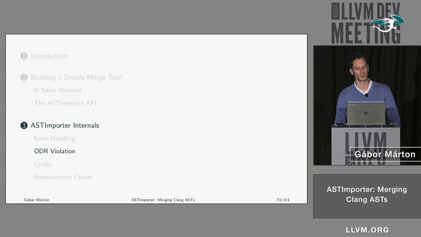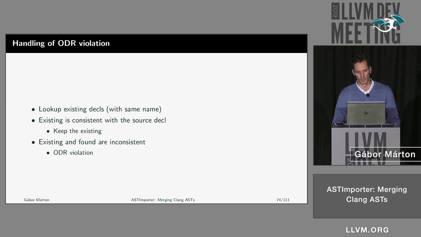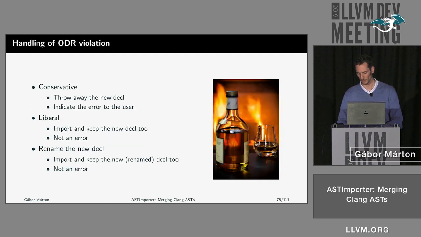The next important internal detail is about ODR violations, or these inconsistencies. So when we look up an existing declaration with the very same name, then if it turns out that the existing declaration is consistent with the newly imported declaration, then we just simply keep the existing node. If they are inconsistent, then we report an ODR violation. But actually, we can specify whether we want to report back an error in this case or not. The default behavior is that we do report back an error and we throw away the newly imported declaration if they happen to be inconsistent.